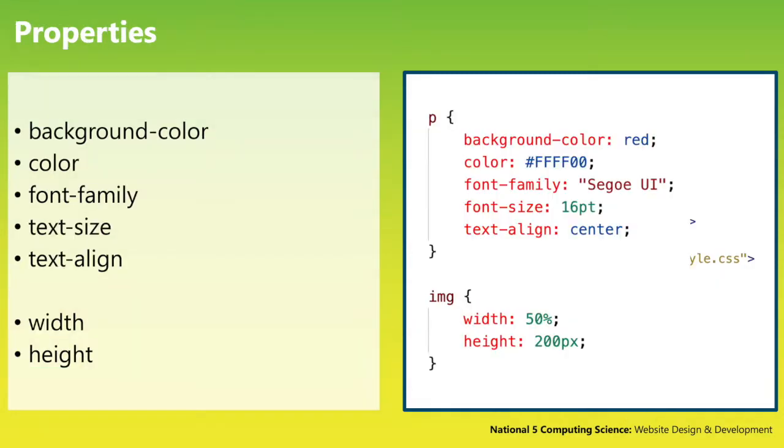These are the different things that we can use CSS to do. We can use CSS to change the background colour of an element, the text colour of an element, the font of an element, particularly a text-based element, the size of the text within an element, the alignment of the text within an element, and the width and the height of an element. Let's have a look at these in a little bit more detail.